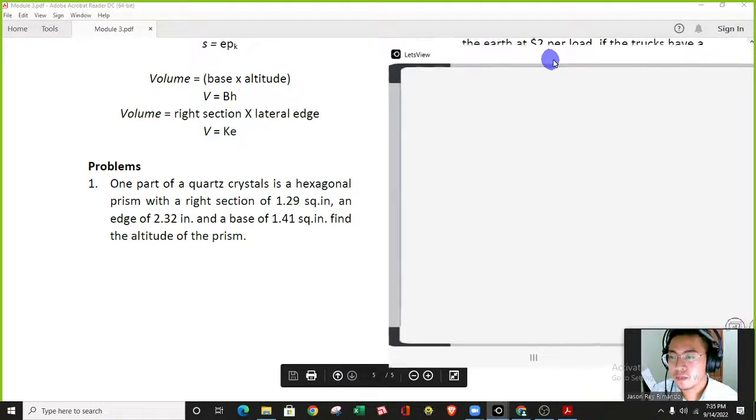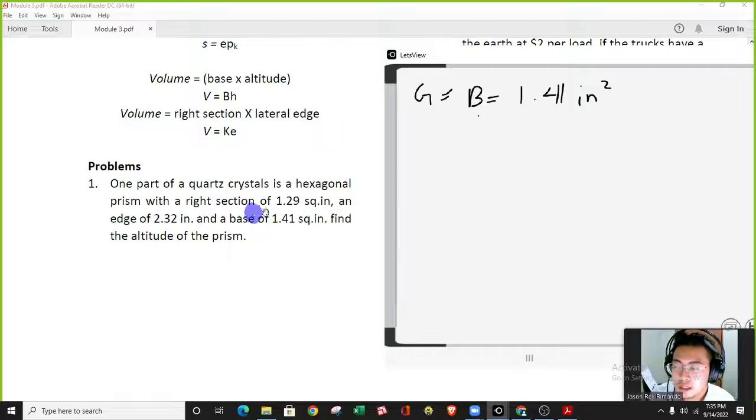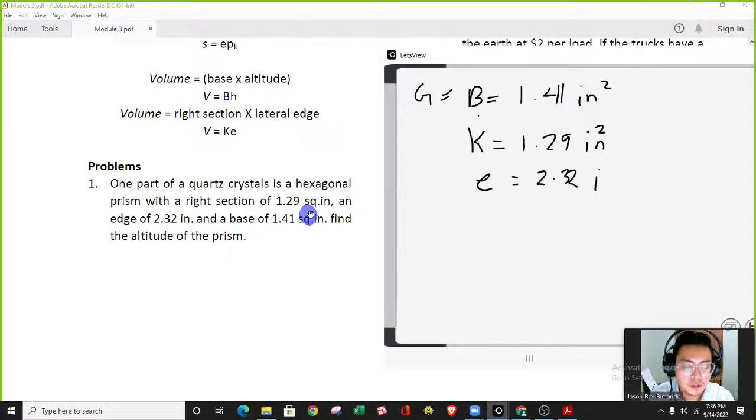Try natin. What is your given? You have your base. Area of the base is 1.41 square inch. You have right section, denoted by K. Right section is 1.29 square inch. And lateral edge is 2.32 inch.